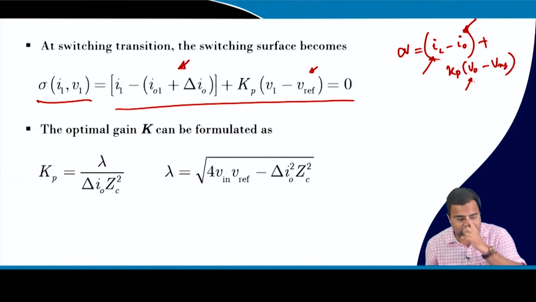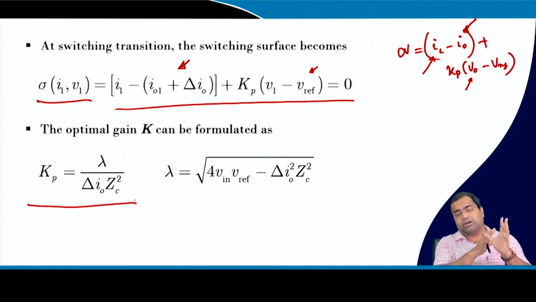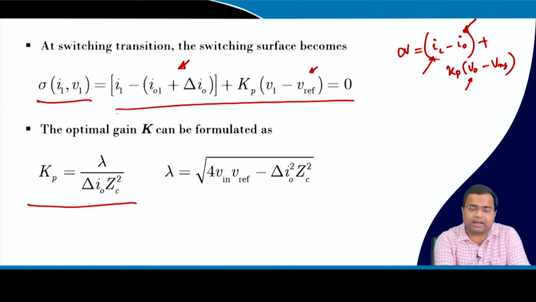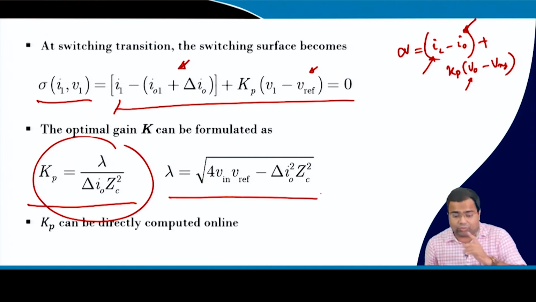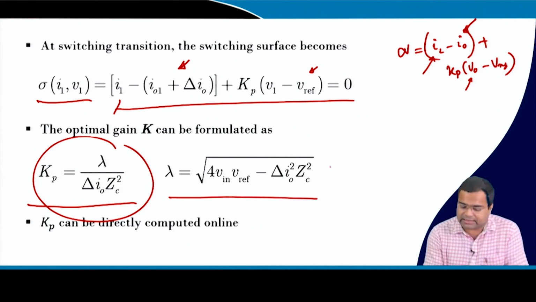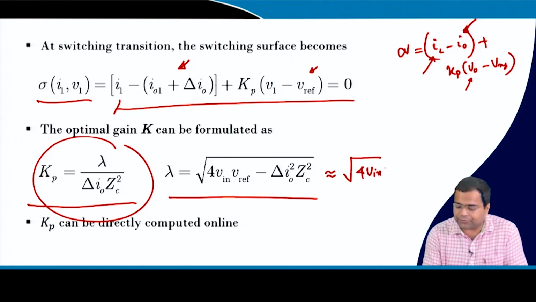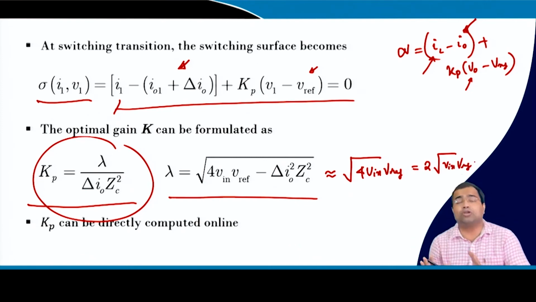So, then if you solve, you can get Kp because earlier we got I1, V1. So, that is known, everything is known except for Kp. So, you find out Kp and that will take this form. And now this can be approximated to square root of 4 V in Vref, which is nothing but twice V in Vref. Since Vref is more or less constant for a voltage regulator, we only need to compute the square root of V in.